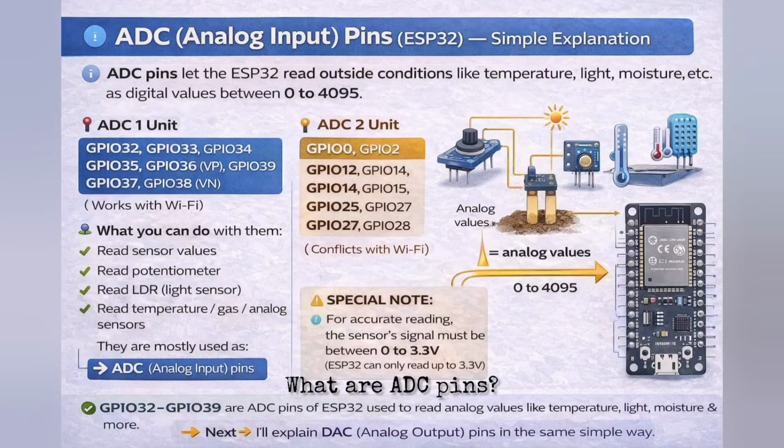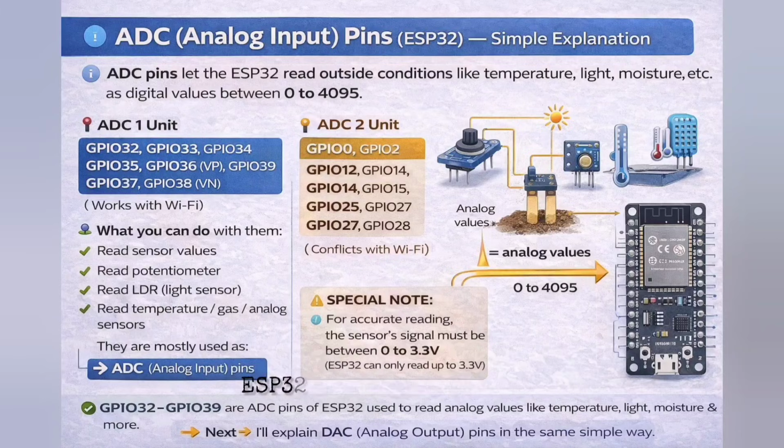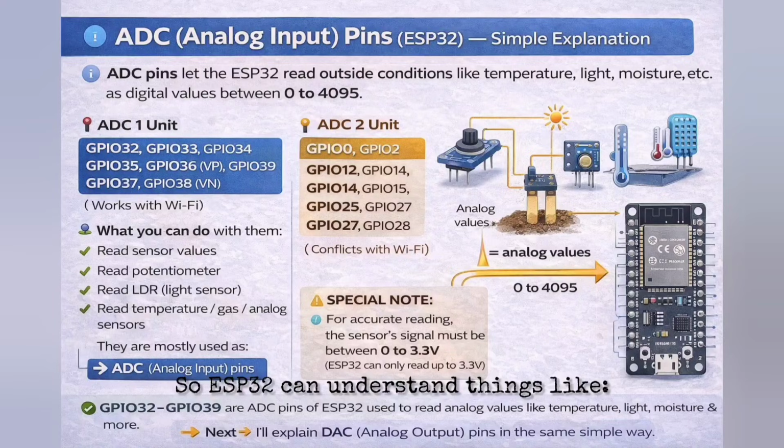What are ADC pins? ADC pins allow ESP32 to read analog signals, changing voltage, and convert them into numbers. ESP32 converts 0V to 3.3V into 0 to 4095 digital value. So ESP32 can understand things like temperature, light, moisture, potentiometer.